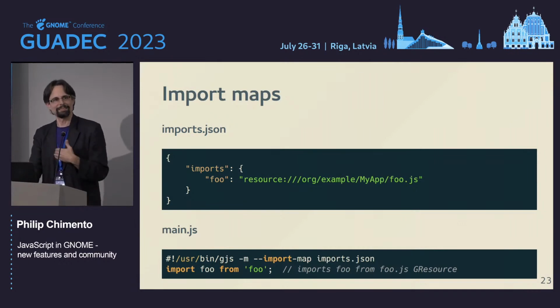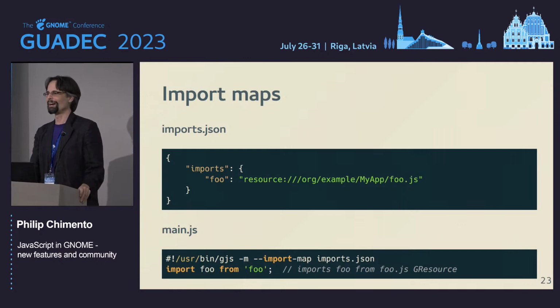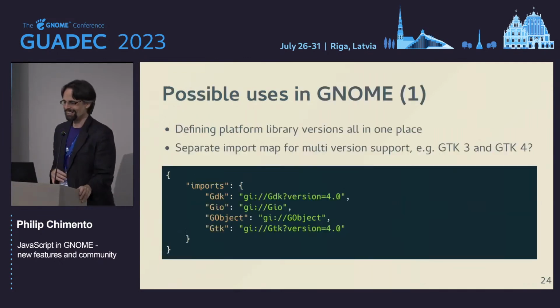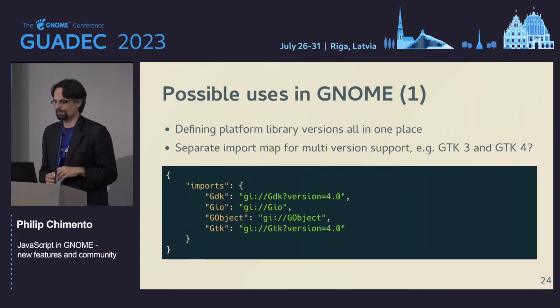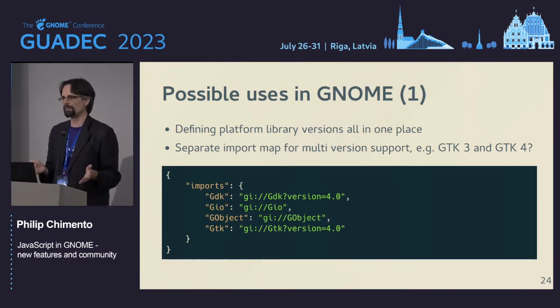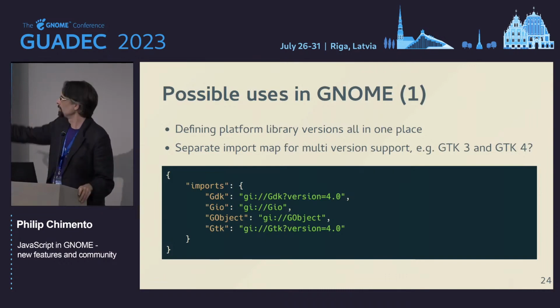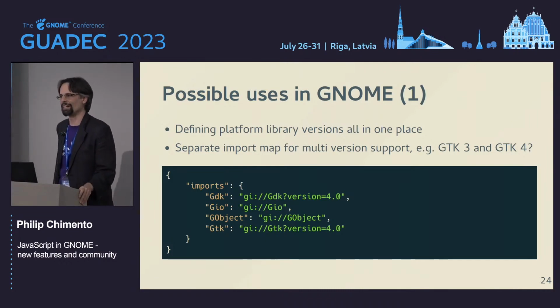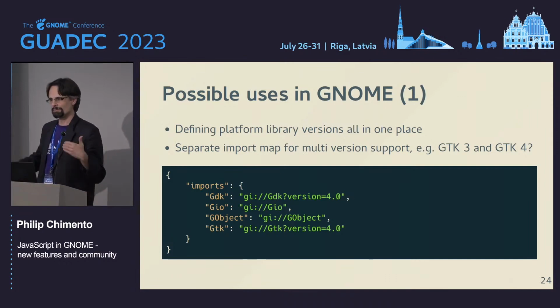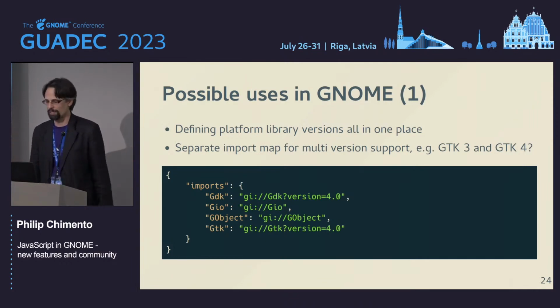So if I describe it like this, it's kind of, okay, that's neat, but why would I want to do this? Some use cases could be to define all the API versions of your platform libraries in one place. In our guidelines, we do actually have a recommendation for apps that you define these in your entry point, like add the little version tags to your GI imports so that you don't accidentally import more than one version. But putting it in one of your JavaScript files is kind of arbitrary. So maybe defining them in an import map makes more sense.